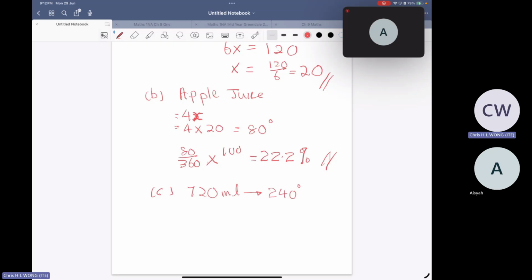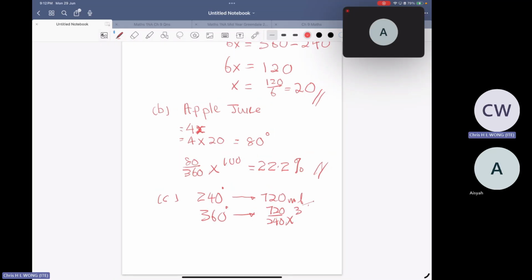Oh, so do the other way. Sorry, the other way. It should be 240 degree is to 720 ml. You're supposed to find 360 degree, which is 720 divided by 240 times 360 equals to 720 divided by 240 times 360.